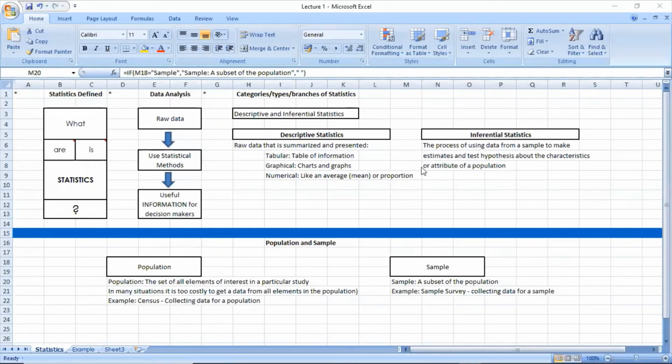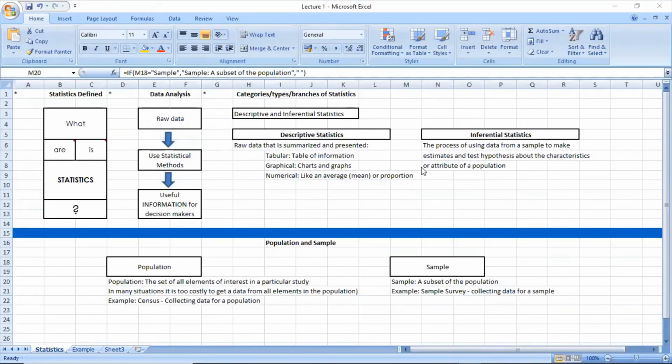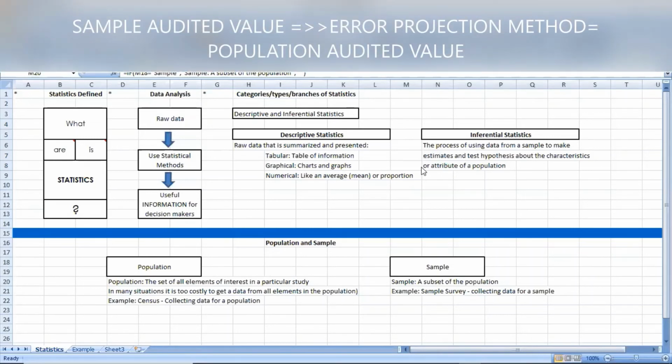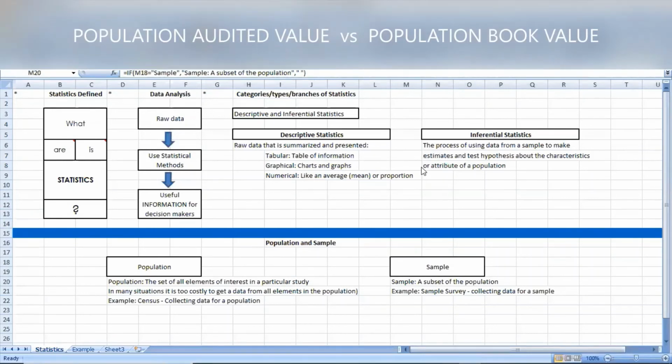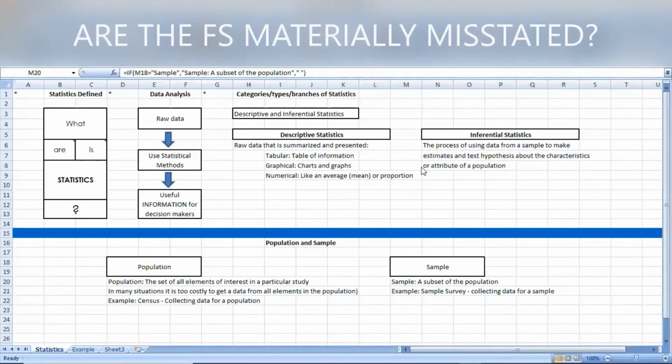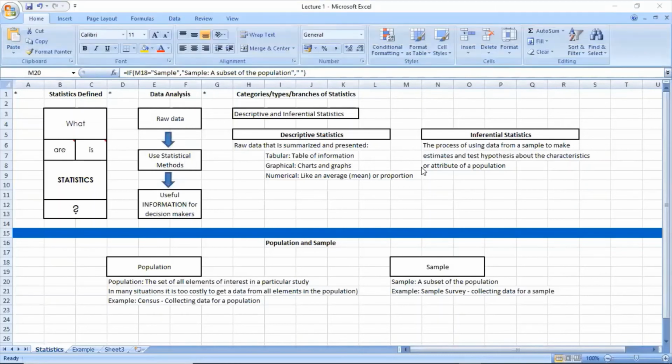So how does audit sampling work? So we have here the book value of the sample that we have chosen from the entire population. We perform audit procedures, substantive testing, to determine the audited value of the sample. From the audited value of the sample, we use error projection methods in order to determine the audited value of the population. From the population audited value, we will compare it to the book value of the population. From there, we will determine whether the financial statements or an item in the financial statements are materially misstated, depending on our materiality threshold.